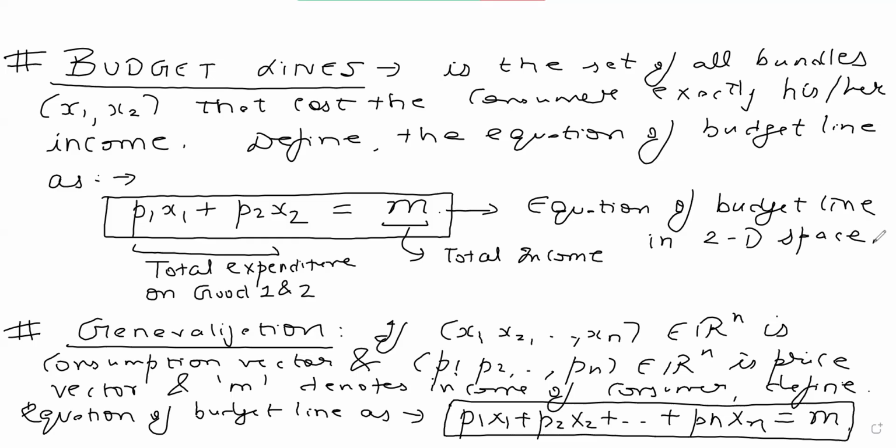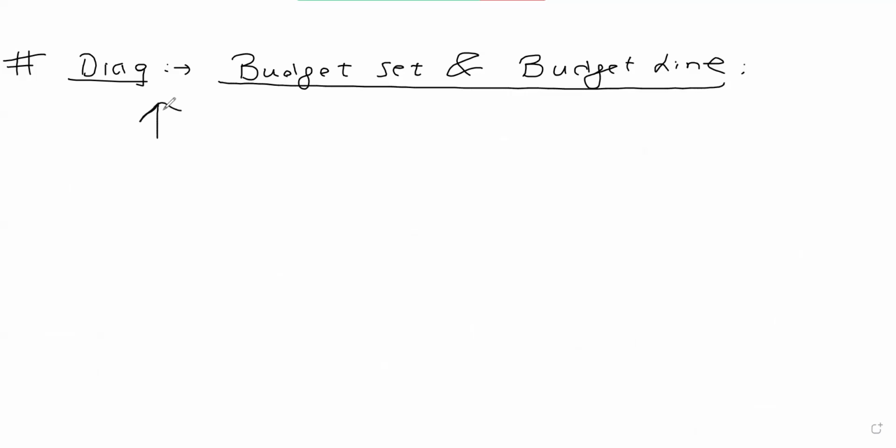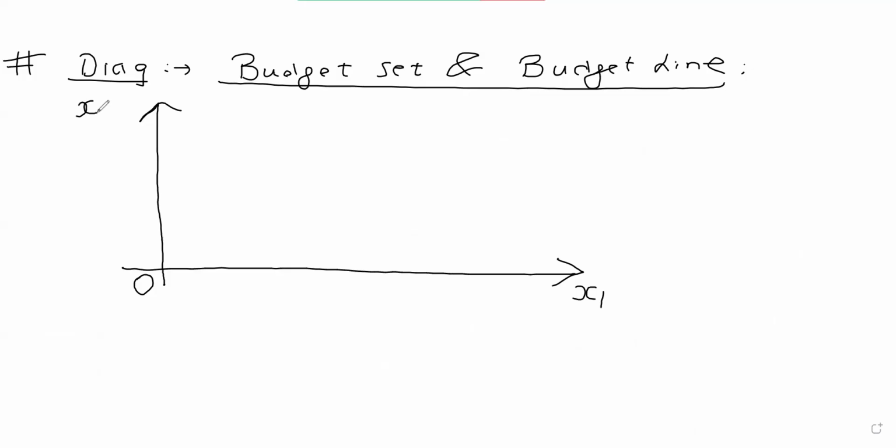Now, obviously, we can't visualize the nth dimension, but let's look at how you can plot the budget line and the budget set in the 2D space. If I erase all this off, let's look at the diagram which depicts the budget set and the budget line. Since we have only 2 goods, we have 2 axes. On the horizontal axis, we have good x1. On the vertical axis, we have good x2. Recall the equation of the budget line: P1x1 plus P2x2 equal to M.